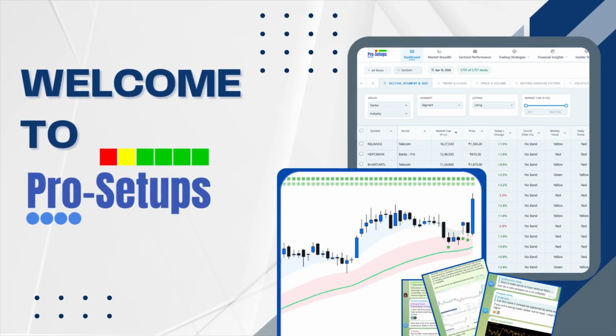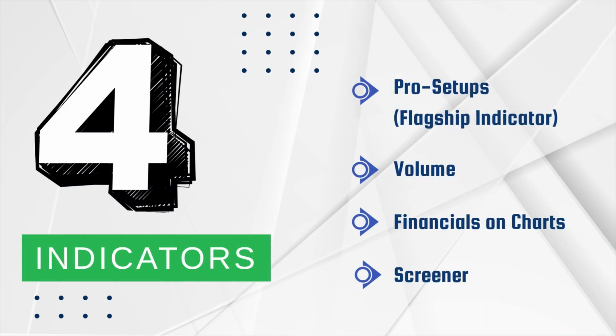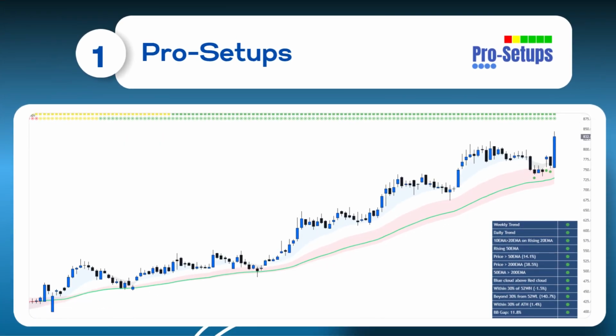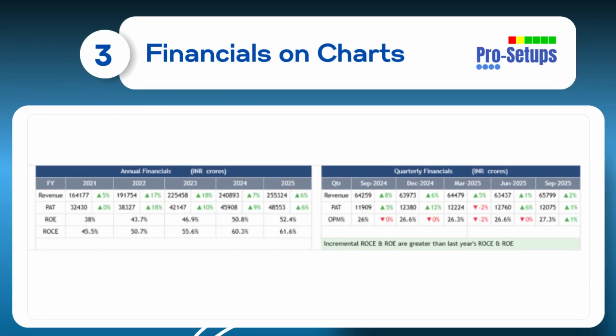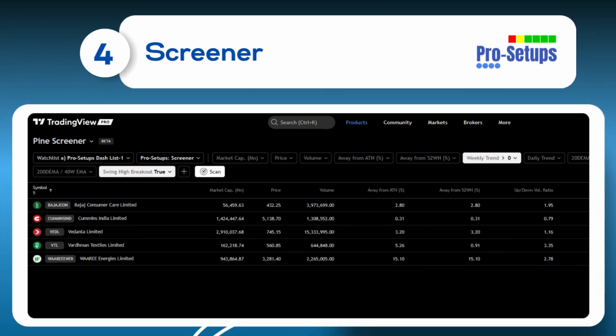When you subscribe to Pro Setups, you get access to 4 indicators. Pro Setups, which is our flagship indicator, a volume indicator, a financials on charts indicator, and a screener indicator. The screener indicator only works for those who have a premium account with TradingView.